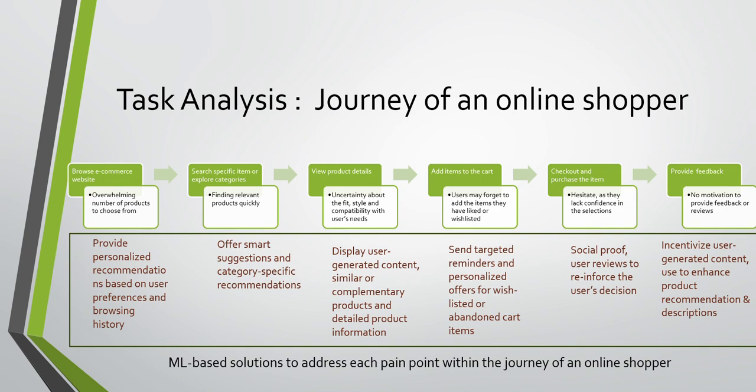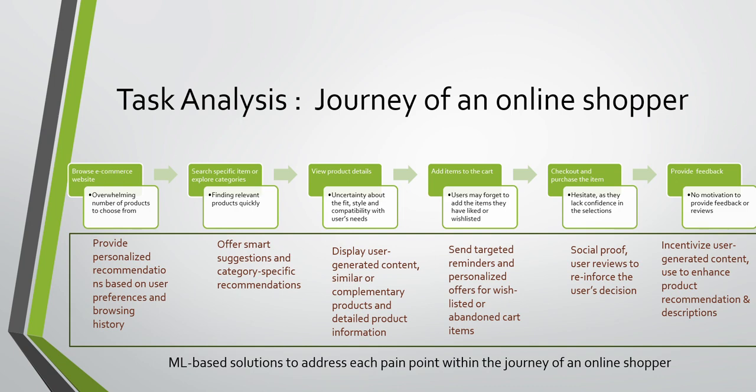So when the user opens the e-commerce platform, they have an overwhelming number of products to choose from, and once they go into a specific section or category, it is very hard to find the relevant products quickly. You still have a lot of items in each category. But once I go past that barrier and look at the product details, the user is uncertain about the fit, style, and compatibility.